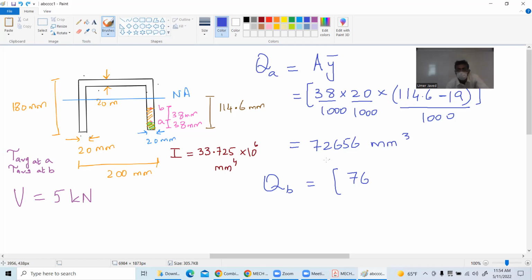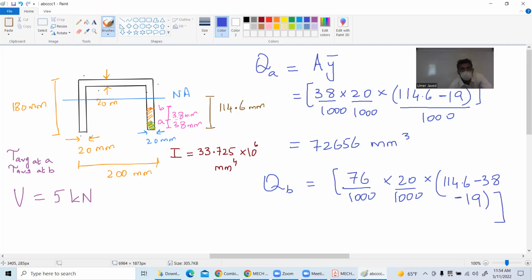Okay. So we have 76 multiplied by 20 multiplied by 114.6 minus 38, minus 38 plus 19. Okay, this is difficult, so let me think about it. You said minus 38, 38 plus 19, minus 19, right? Could you remind me why did we take the entire area?